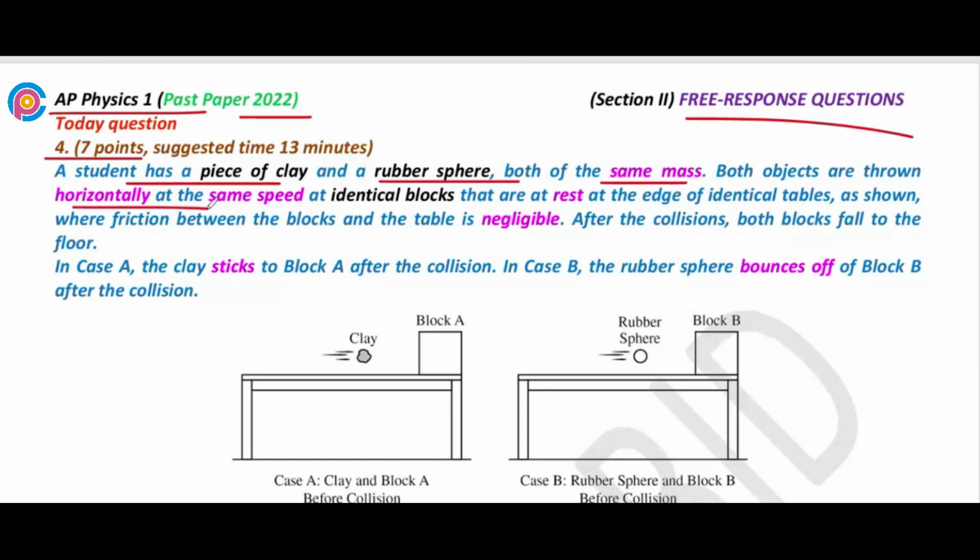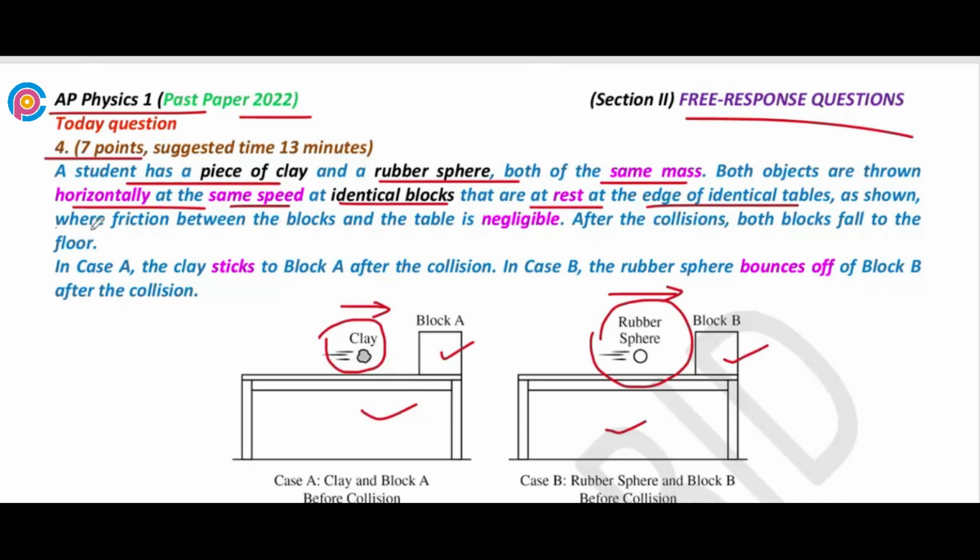Both objects are thrown horizontally at the same speed at an identical block at rest at the edge of an identical table. This means there are two identical tables and two identical blocks. He throws the piece of clay in one case and a rubber sphere in the other. With the horizontal throw, there is no vertical component. Both have the same speed traveling to the block.